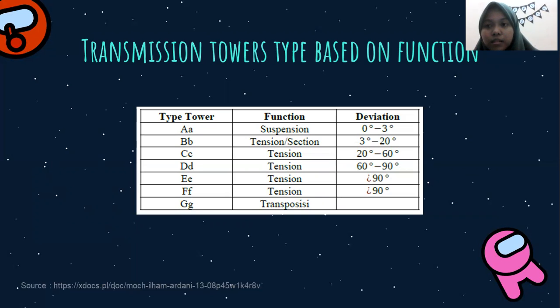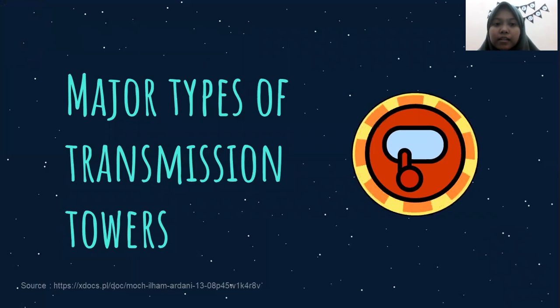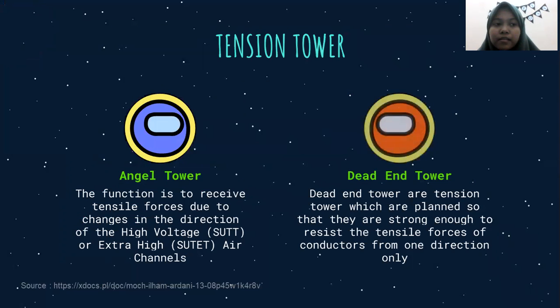And beside of this table, the type of tower based on function. Example, type tower AA, function for suspension and deviation. In the deviation, 0 degrees until 3 degrees. And there is a major types of transmission towers. Number first is tension tower.